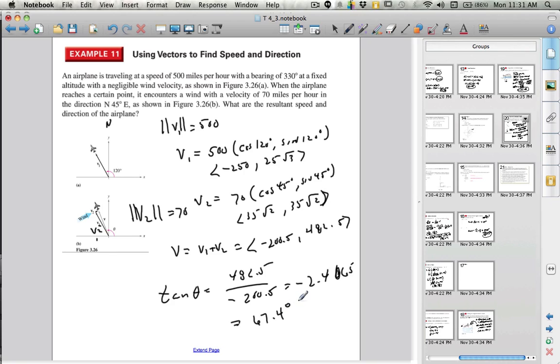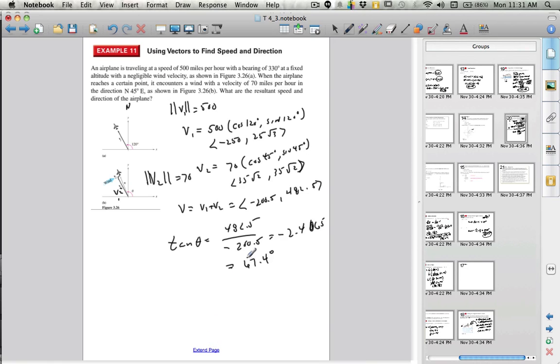67.4 degrees. Now, remember, that's a reference angle. So if I just want to know the angle, 67.4, that's this angle here, right? It's going to be 180 minus that. So 180 degrees minus 67.4 degrees is going to equal 112.6 degrees. And that's the angle that we have here, right? So it was 120 degrees, but the force of the wind has pushed it back to 112.6 degrees. But they also then want me to get the speed and the direction of the airplane.